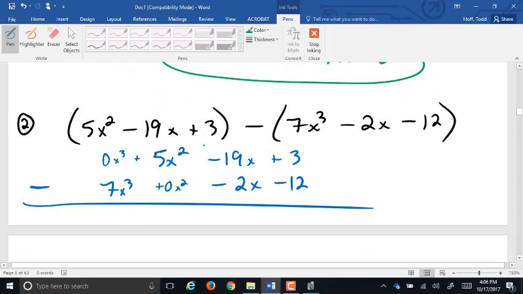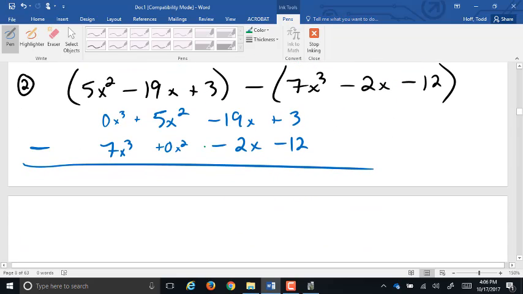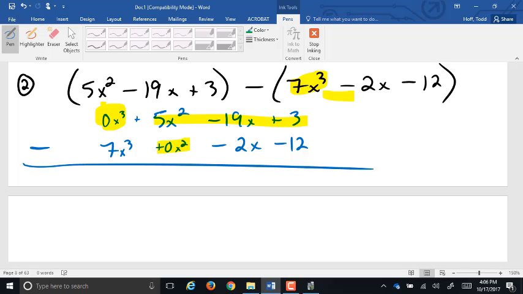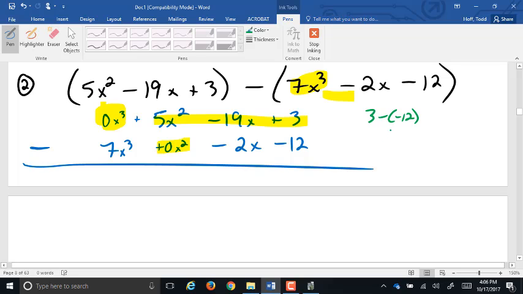Okay. The second one then, or subtraction, the first one we get written in here, and we don't have any issues with that. It's when we go to write the second one that we notice there's a 7x to the third. So we put in a 0x to the third up here to match up with it. It's missing the x squared, so we put in the 0x squared to fill that place. So then once we have it written out, we subtract 3 minus a negative 12, which is 3 plus 12, or positive 15, good.